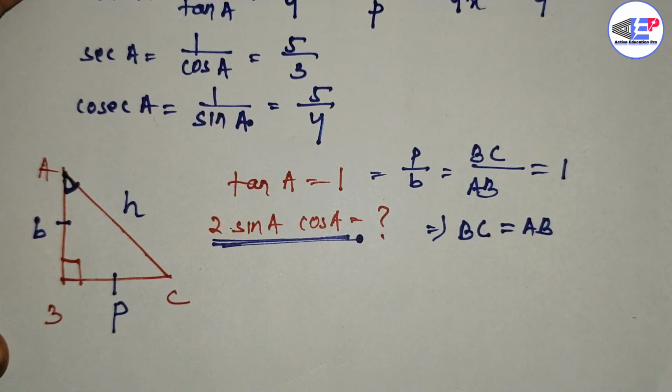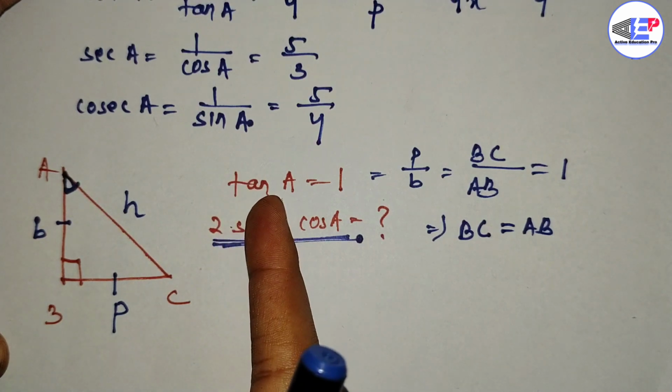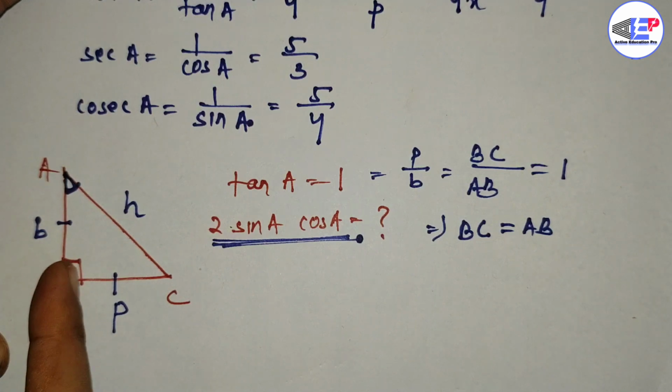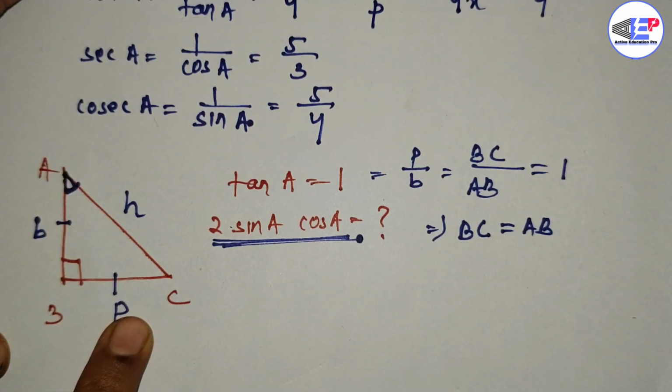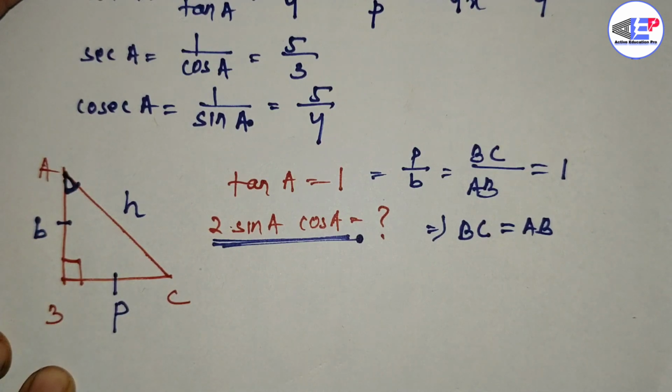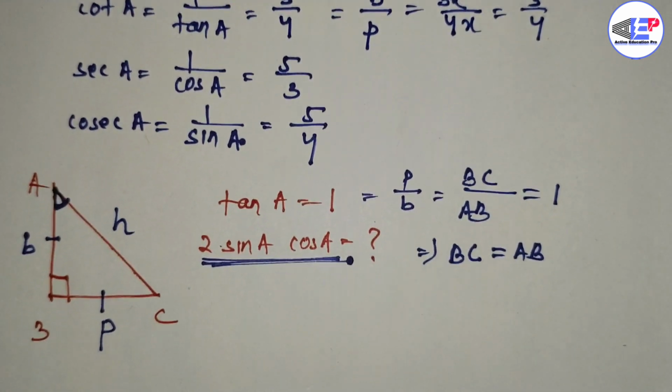Once again I repeat it. From this given question we find out that the two sides around the right angle B are both equal, AB equal to BC. In any right angle triangle, if 2 sides are equal, then we can say this right angle triangle is an isosceles right angle triangle. So ABC is an isosceles right angle triangle.